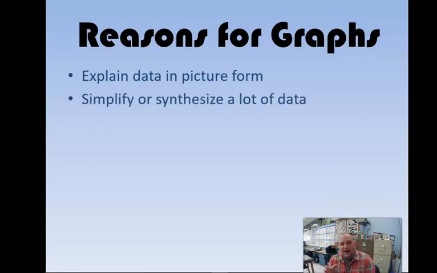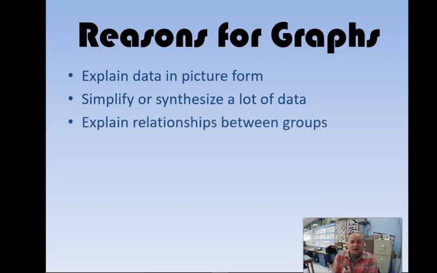Secondly, sometimes graphs present a lot of data in a small summary form. If you do a real scientific experiment, you may have thousands of points of data, and putting that all together in a graph or a table can be really helpful. And graphs do a really good job of explaining some of the relationships between one group and another.